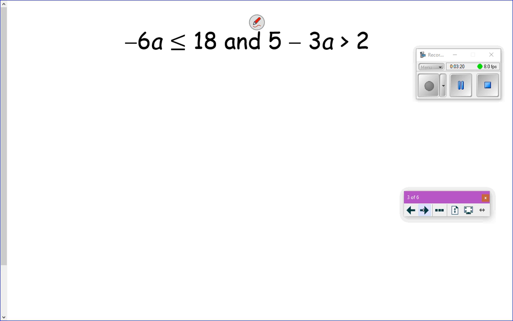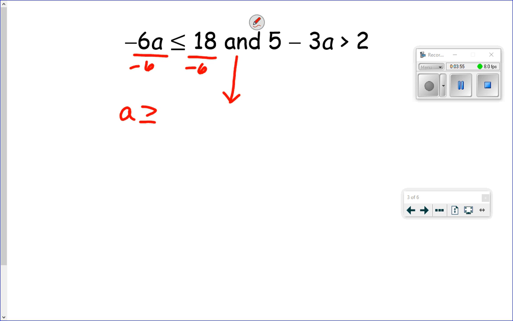Okay, next we have -6a is less than or equal to 18, and 5 minus 3a is greater than 2. So I've got two inequalities here. It's a compound inequality with the word and separating them. The word and is going to get brought down and is going to go in between my two solutions. And other than that, I just need to solve. So I'm going to divide both sides by -6. Bring down my a. Now when we divide or multiply by a negative number, the inequality sign needs to flip. So it's going to be a is greater than or equal to 18 divided by -6, which is -3. Bring down the word and.